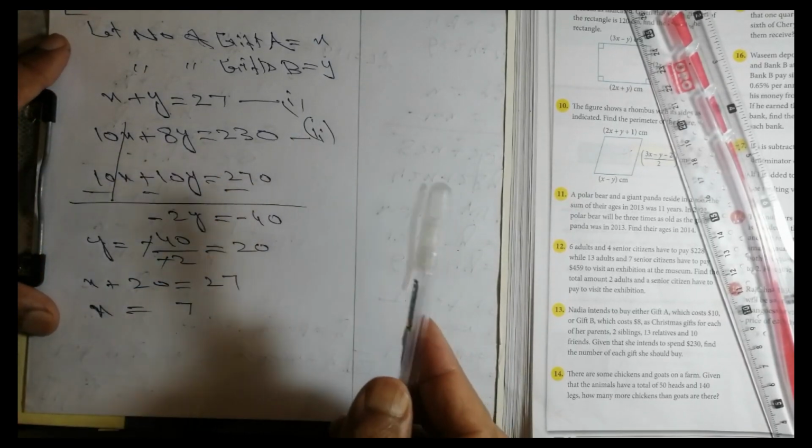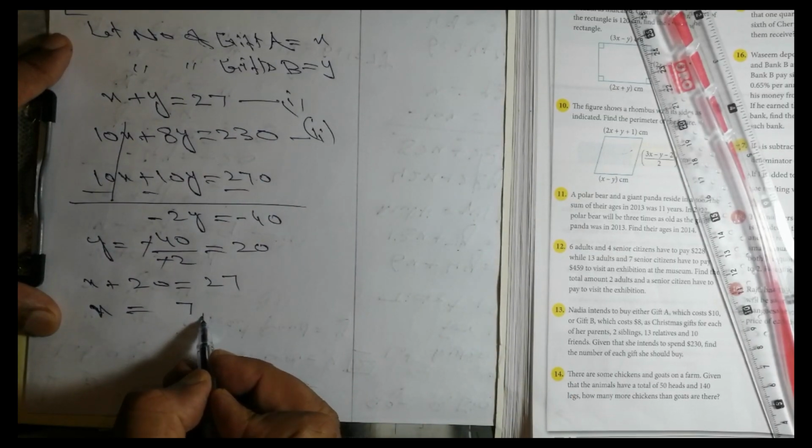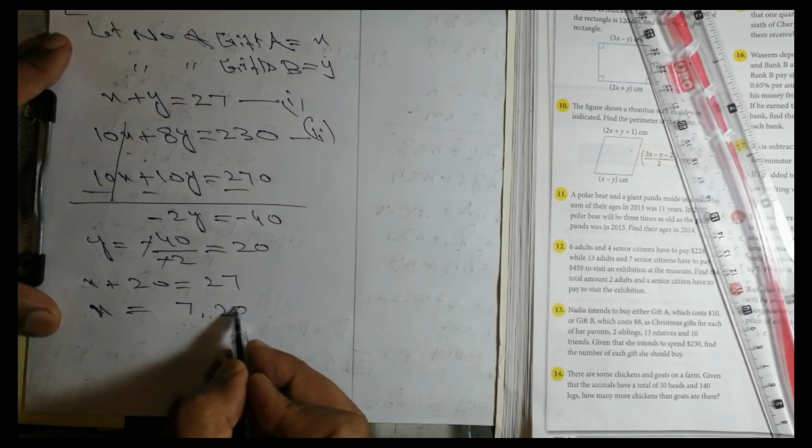So what was the number of gifts A? So gifts A is 7 and B type gifts are 20. So you can see that if we add these two gifts, that is 27 for 27 people. So this is the answer.